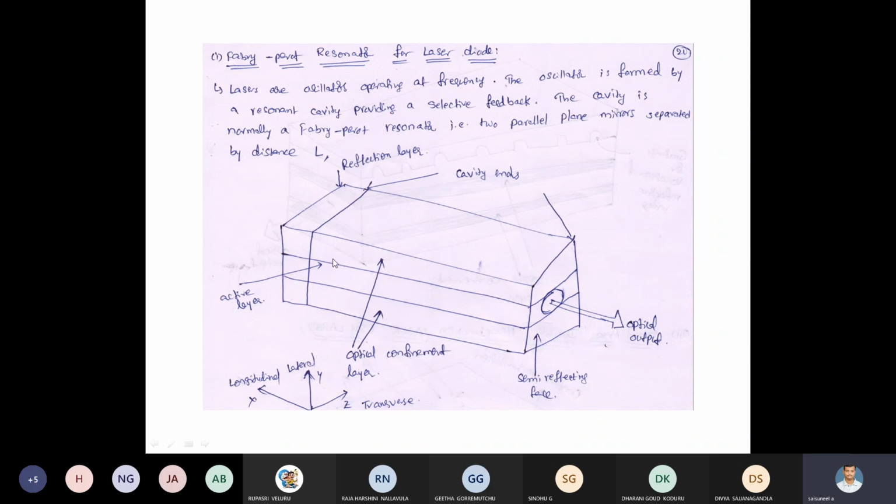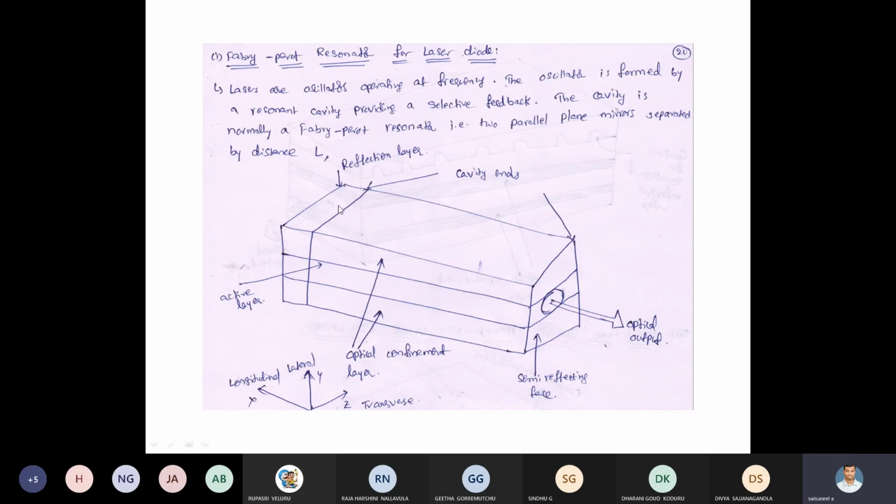You see this one. This is the optical output here. This is the cavity end. On one side of the cavity we are using a reflection layer, and the total waveguide can be divided into a 3-layer concept. The first and third layers are called the optical confinement layers. The middle layer is the active layer. What is the active layer? In the active layer we apply a forward bias to the laser diode. Then it generates a light signal.